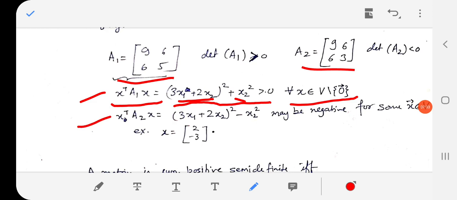Now looking at this particular expression, it comes out to be this one. So if x2 square becomes larger than the (3x1 + 2x2) whole square, then it may go negative. Sometimes it may be positive, other times it may be negative, and the bilinear mapping, the inner product with respect to this matrix, is not positive definite.